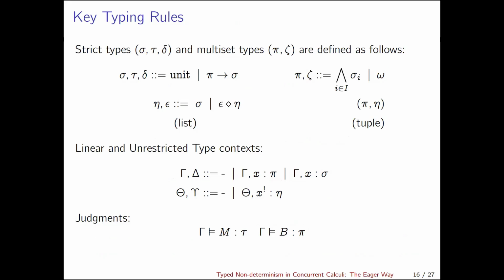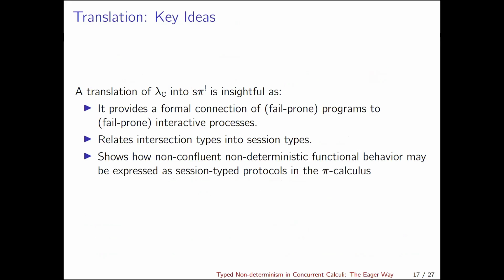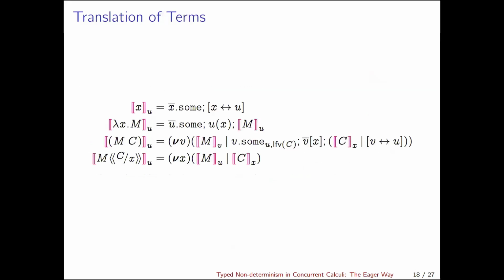It should be somewhere gamma theta. So, right, we have two languages. We learn how to speak two languages. And we have to be like when you were a foreigner in another country, you have to switch between languages very naturally. So this is going to provide a connection between fail-prone programs and fail-prone interactive processes. It relates intersection types with session types. And it shows how non-confluent, non-deterministic functional behavior can be expressed in the pi calculus and preserve the same property.